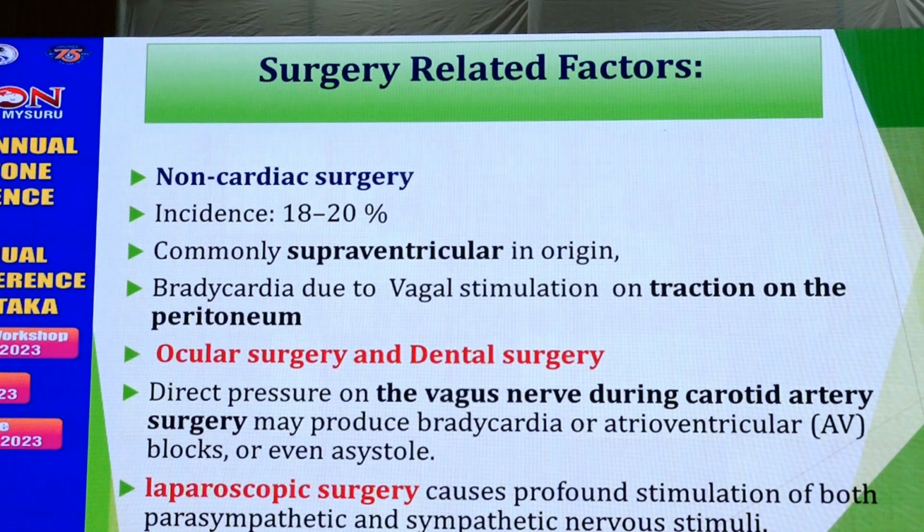Again, most of them are supraventricular in origin, but you still have more arrhythmias because of the vagal stimulation during your non-cardiac surgery, like traction on the peritoneum, oral surgeries, dental surgeries, carotid surgeries, and laparoscopic surgeries, which can cause both increased vagal tone as well as increased parasympathetic stimulation because of your hypercarbia.